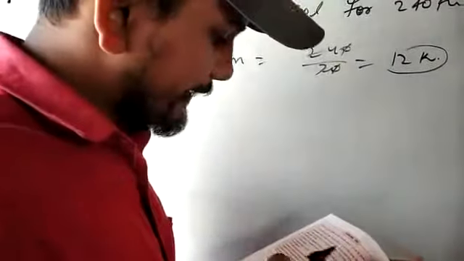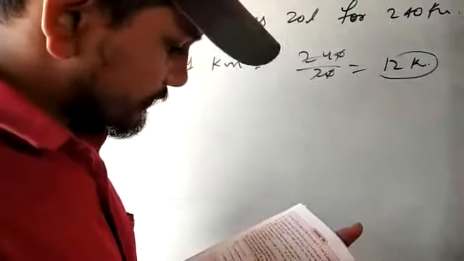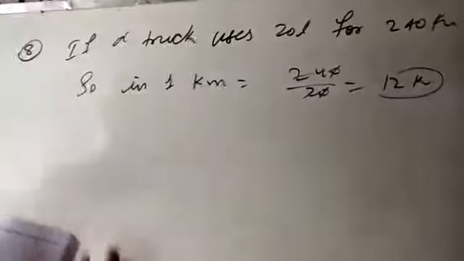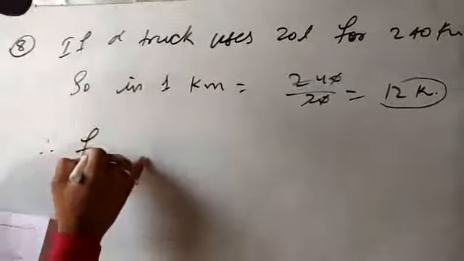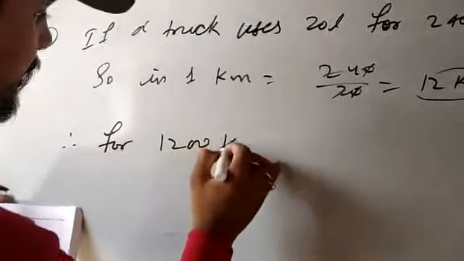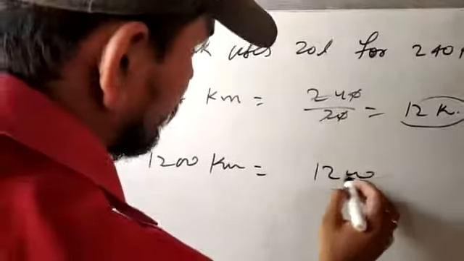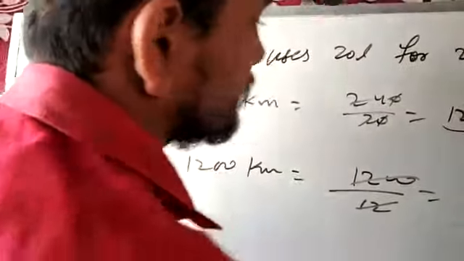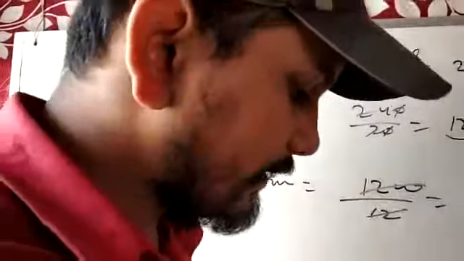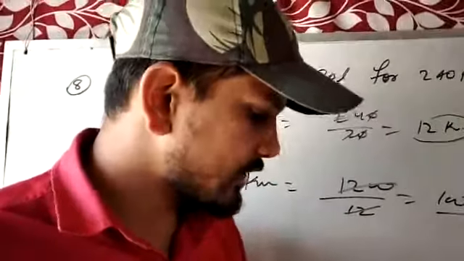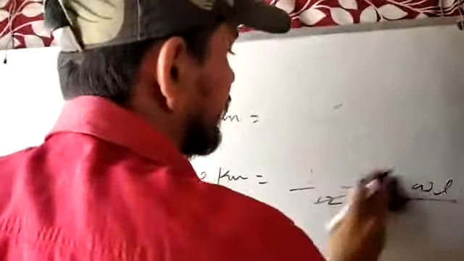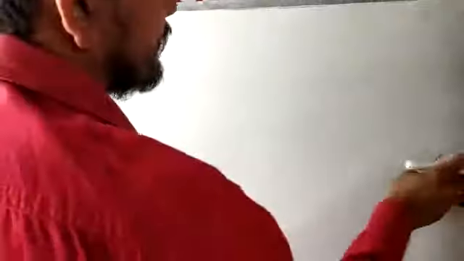So you have to find how many liters will be needed for 1200 kilometers. For 1200 kilometers it is equal to 1200 by 12, which is equal to 100 liters. Am I clear? Now question number 9. Okay, I'm going to solve question number 9, and then the last question, question number 10, you can solve very easily.